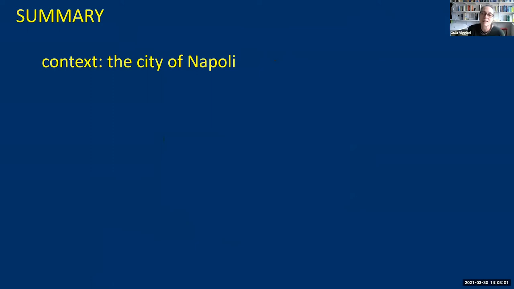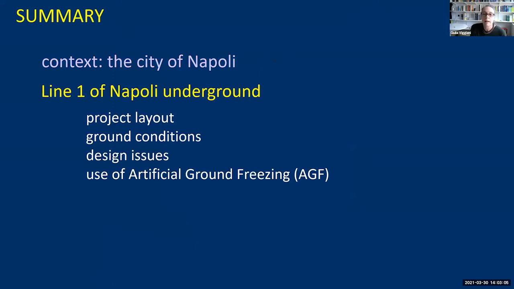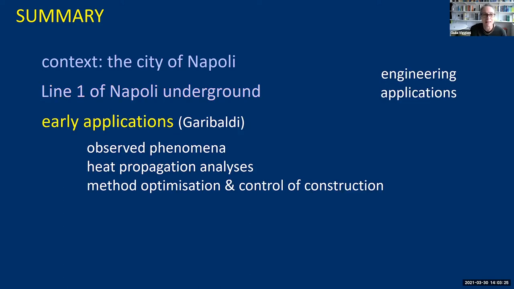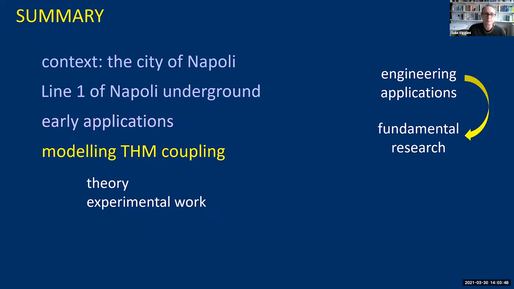So my presentation will start by giving you a little background on the city of Napoli, where a relatively recent, extensive and successful application of artificial ground freezing was carried out during the construction works for line one of the underground system. I will give you an overview of the project layout, ground conditions, design issues, and the use of artificial ground freezing. I will then try and summarize the main observed phenomena, to a certain extent, the problems encountered during construction of the first station at Garibaldi, so the early applications of the method, and then describe some relatively simple decoupled heat propagation analyses and the way they could be used to optimize the method and gain control over the construction process.